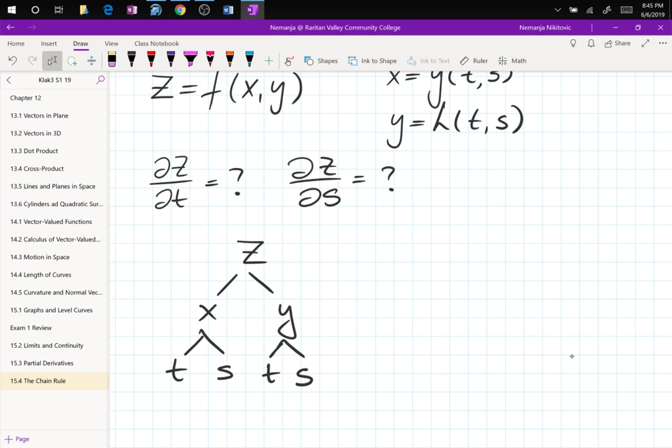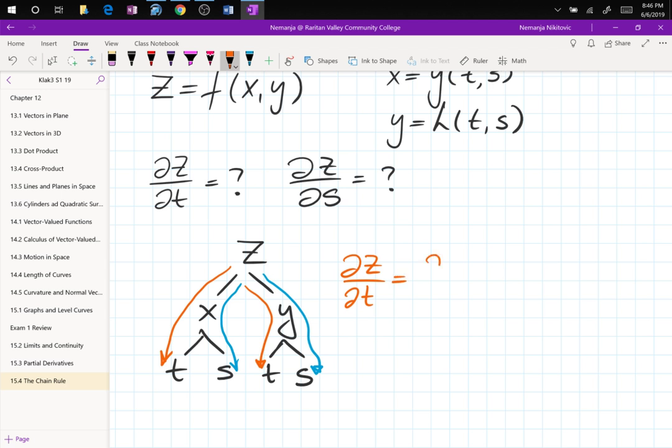And now we are going to have an orange path connecting z to t and then another connecting z to t. That's the orange path. And then you will have a blue path connecting z to s and another z to s. So your partial derivative of z with respect to t are the orange paths. So you will use partial z, partial x, and now you have to use partial x, partial t, because x splits as well. In a previous case, x did not split into two. x only had one, so we used the regular derivative. Now it splits. Plus the second branch, partial z, partial y, and then partial y, partial t.